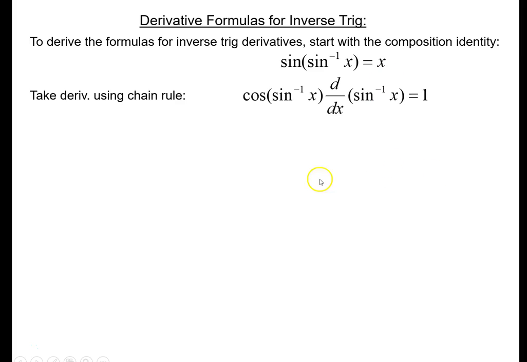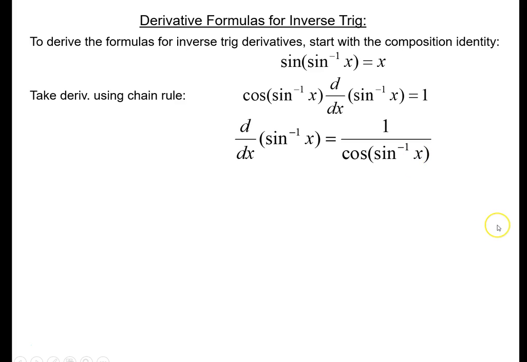Take the derivative using the chain rule. So the derivative of the outer would be cosine, evaluated at the inner, which is the inverse sine, times the derivative of the inverse sine, which I don't know yet. So I'm going to leave that d/dx of inverse sine. Now, my goal here is to derive a formula for the derivative of the inverse sine. So this cosine of arcsine expression, I'm going to divide it to get it to the other side. And now I'm going to draw a little triangle to come up with an expression for this denominator.